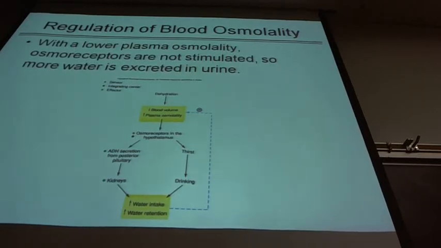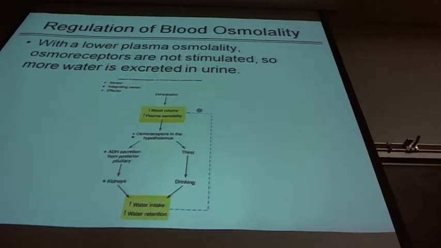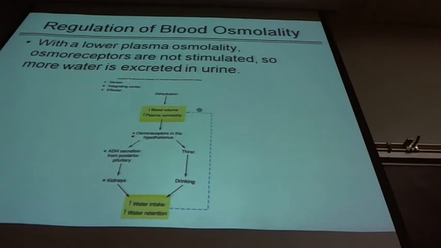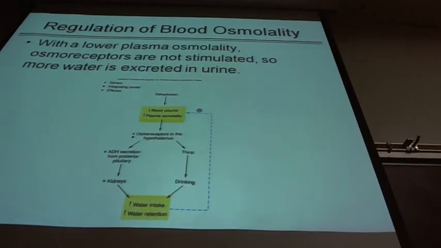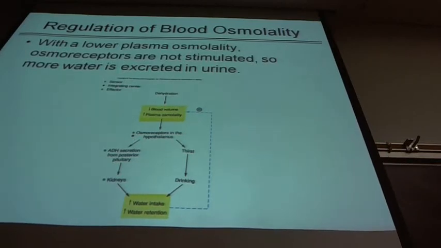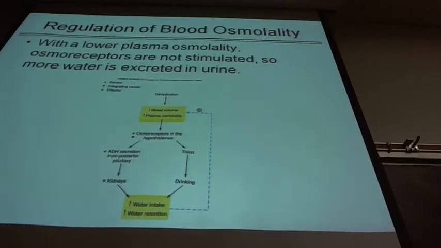So you have dehydration, you have decreased blood volume, you have increased plasma osmolality, osmoreceptors, and this is actually a physical receptor. I mean, it's like a membrane that moves back and forth. Osmoreceptors in the hypothalamus increase ADH secretion, cause you to be thirsty, you drink more water, your kidneys take more water in, and you retain more water. You reabsorb more water.